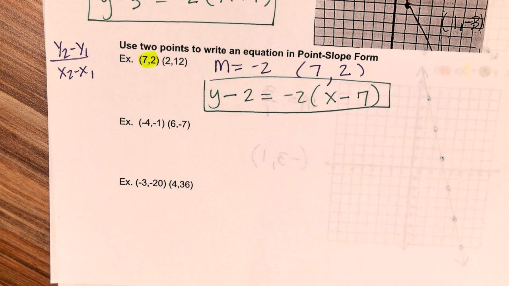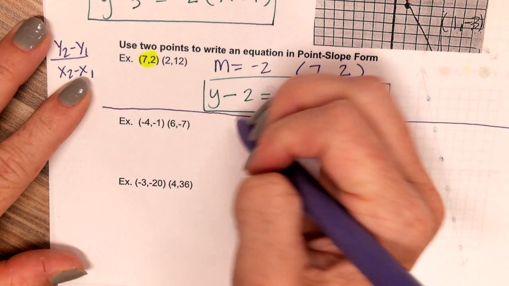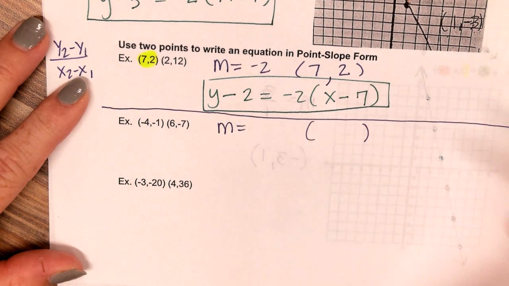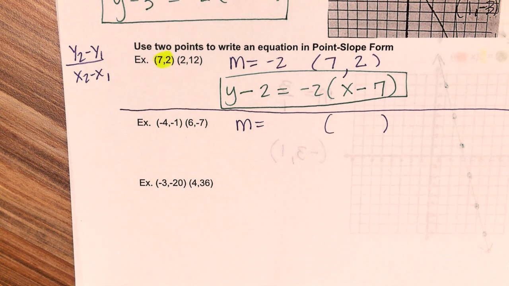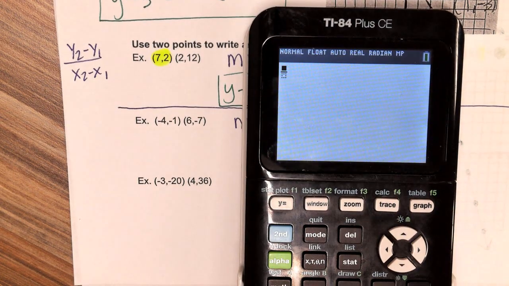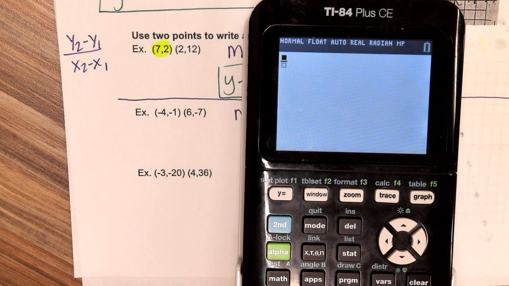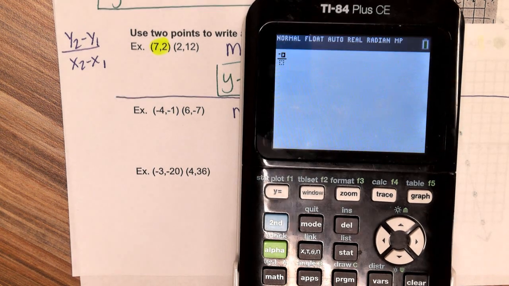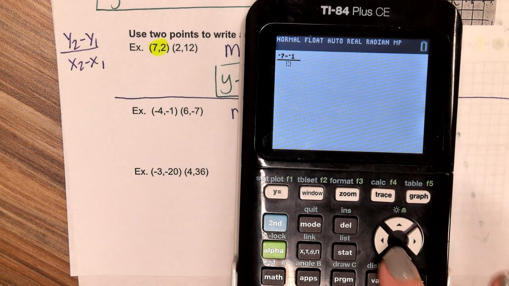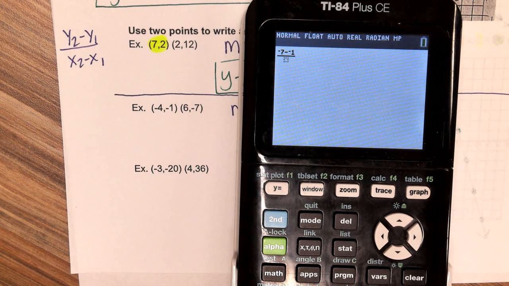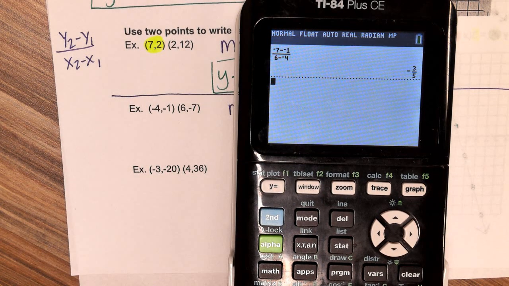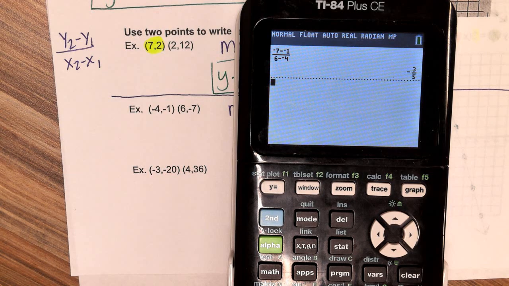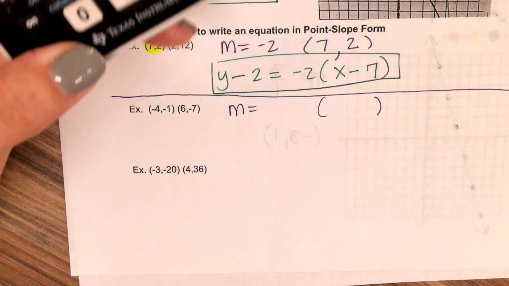I need an m and a point. How do I find slope? y2 minus y1 over x2 minus x1. I'm not going to do this in my head because there's too many negatives. So I'm going to go to my calculator. I'm going to type in negative 7 minus negative 1 over 6 minus negative 4. What is the slope? Anybody? Negative 3/5.